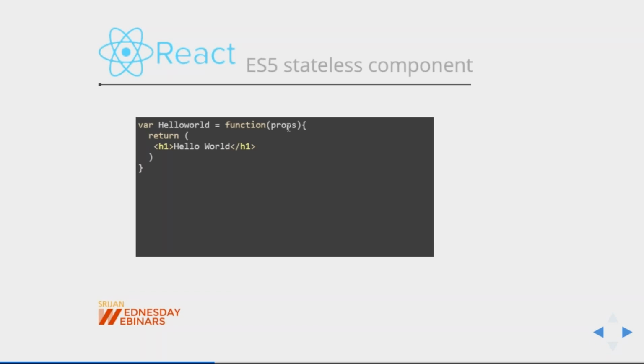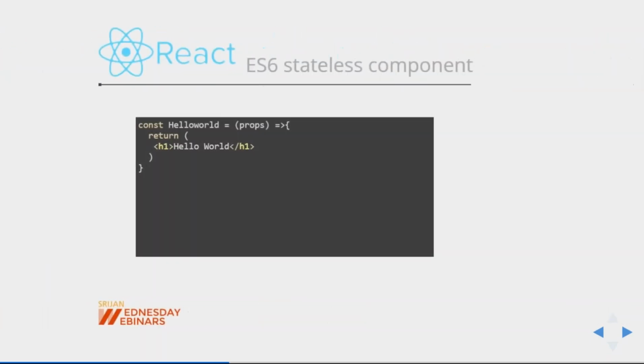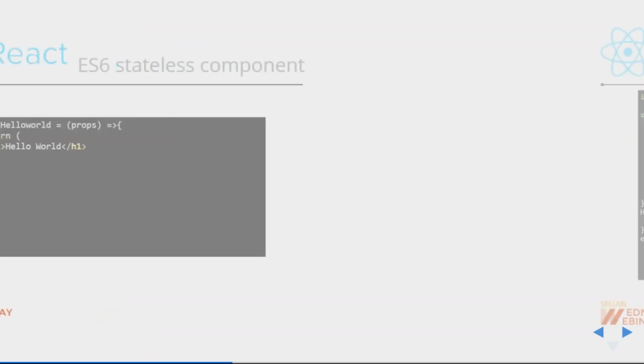Similarly, the stateless component can be written in ES6 in a slightly different way, because in ES6 we replace var with const, and we can use the arrow function like this. Both syntaxes are similar; we just apply some ES6 syntax here. So this is also a stateless component, which is not going to have a state. The objective is to render the content being passed from the parent component.